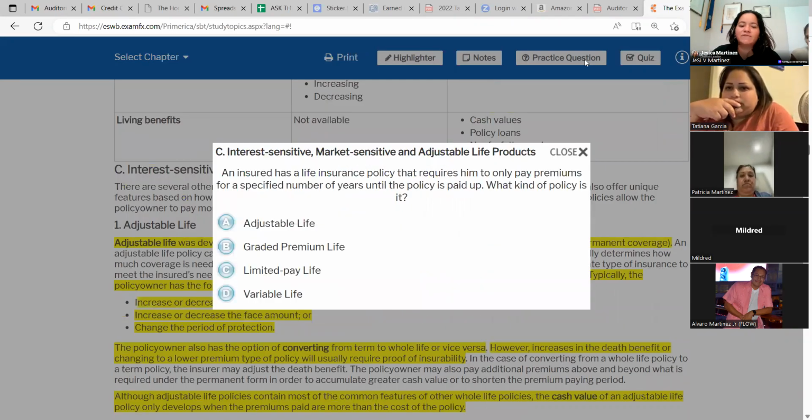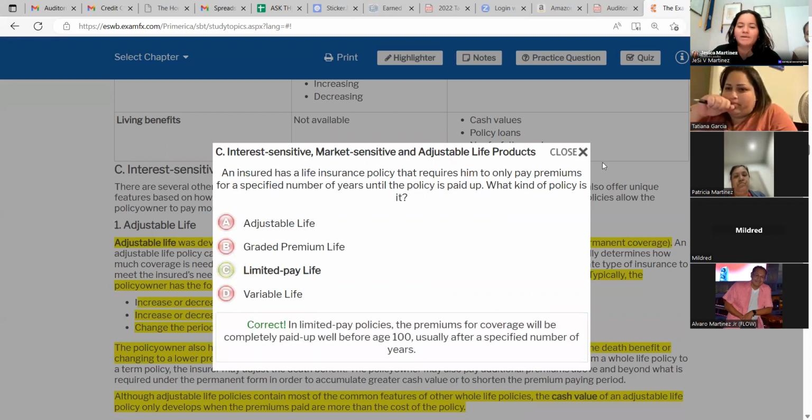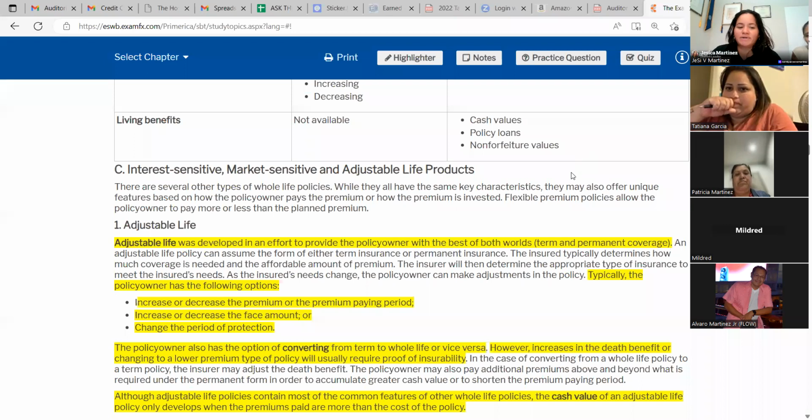An insured has a life insurance policy that requires him to only pay premiums for a specified number of years until the policy is paid up. What kind of policy is it? Limited. Okay, yeah. Perfect. I'm just making sure you guys remember it.